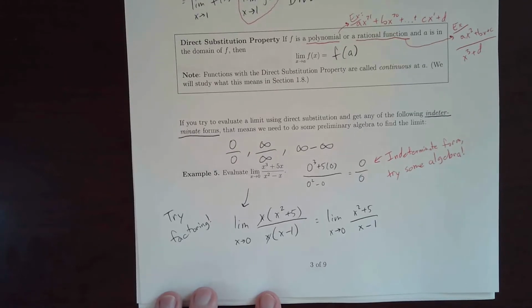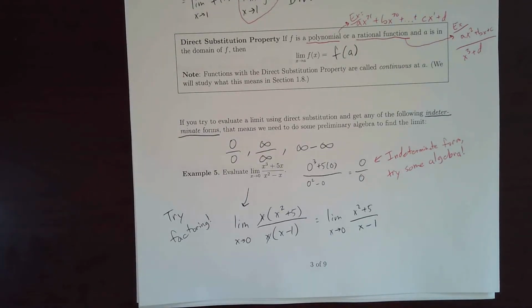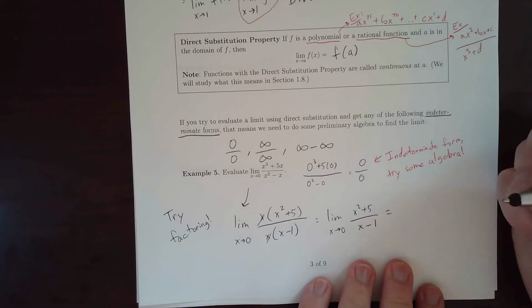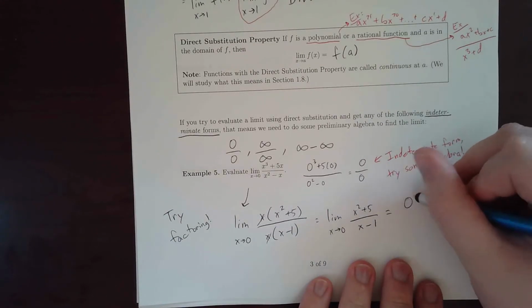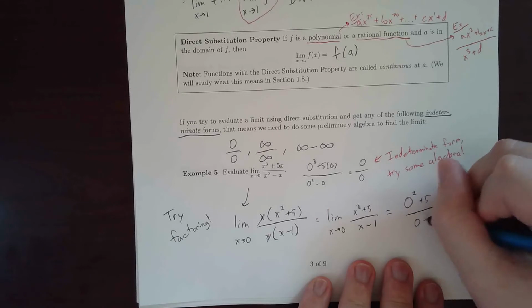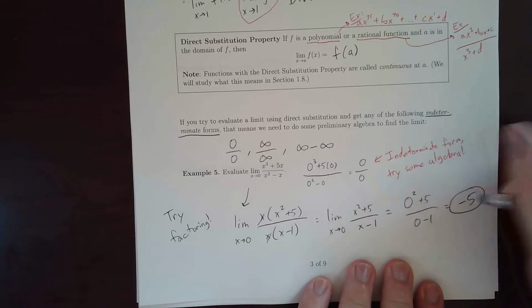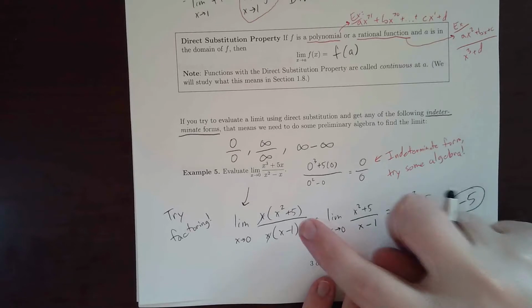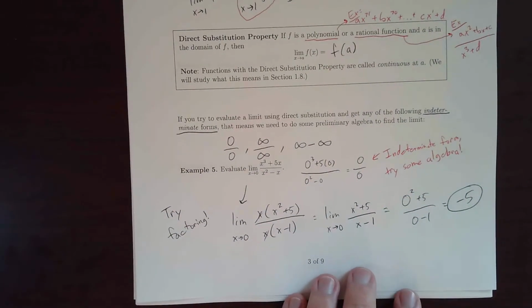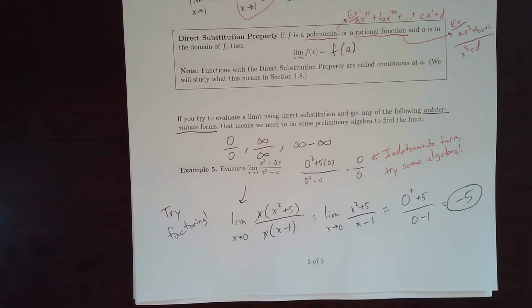So now that we've done a little bit of factoring, maybe now we can plug in. So now if we try to just plug in our 0, we'll get 0 squared plus 5 over 0 minus 1, or just negative 5. So that means that negative 5 is our limit for this function. Now notice that it's not something that you can actually plug in. So you can't plug in 0 to this function. But what this tells us is that when we're coming in from the left or from the right on the graph, we are approaching the value of negative 5 for our y values, so for our function values.